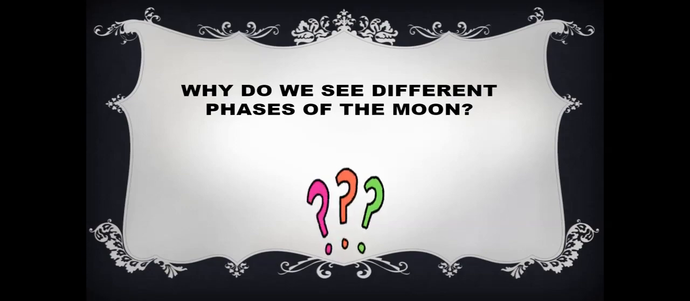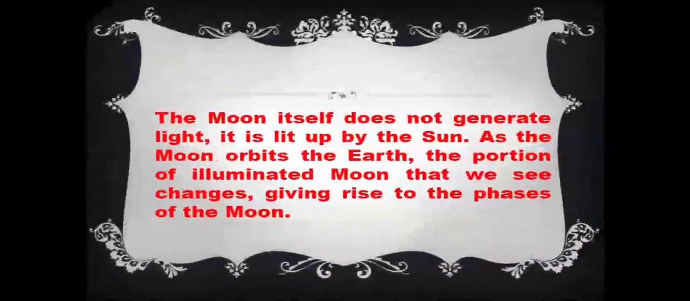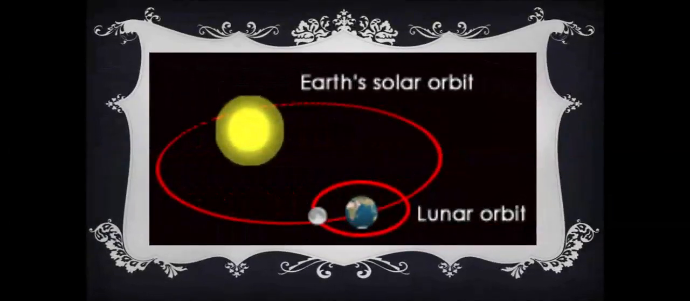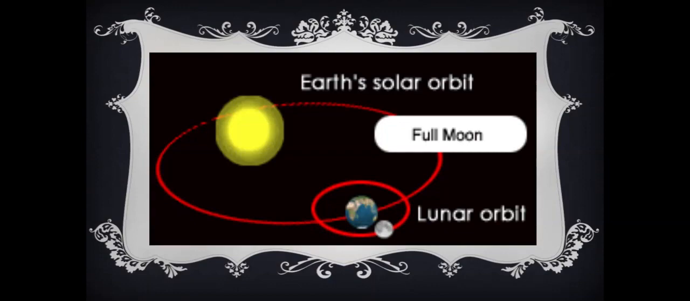Okay, children, the moon, as you know, itself just does not generate light. It is lit by the sun. And as the moon orbits the earth, the portion of illuminated moon that we see changes, giving rise to the phases of the moon. I hope it is clear to you all. Children, we can even say that the revolution of the moon around the earth gives rise to different phases of the moon, as you can see in the picture.